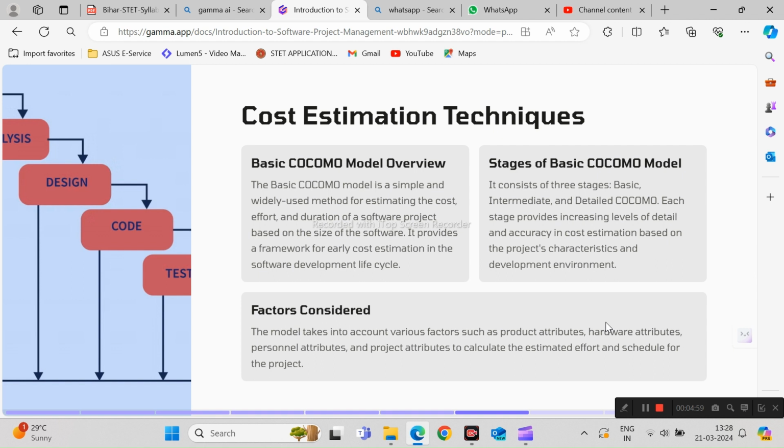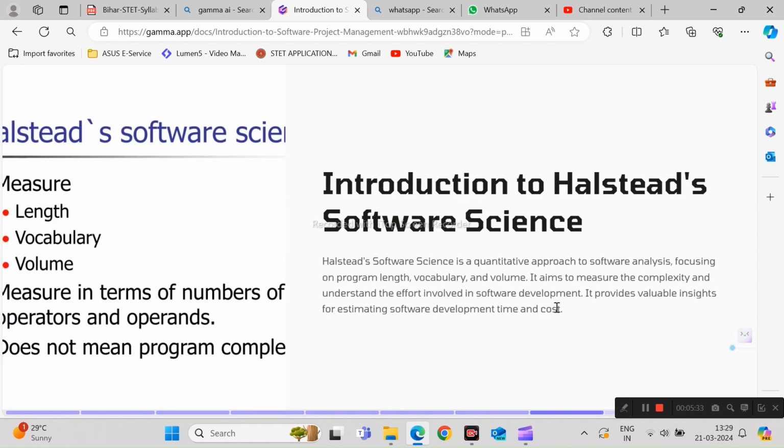And now we are seeing the stages of the basic COCOMO model. It has three stages: the basic, intermediate, and detailed COCOMO model. Now we move ahead and see the factors considered. The model takes into account various factors such as product attributes, hardware attributes, personnel attributes, and project attributes to calculate the estimated effort and schedule for the project.